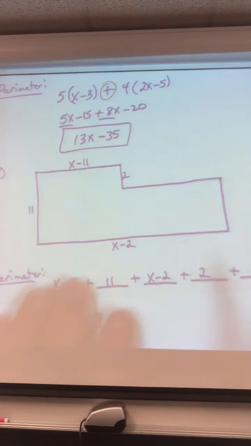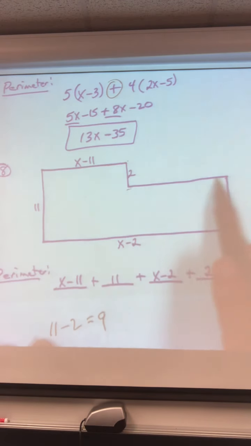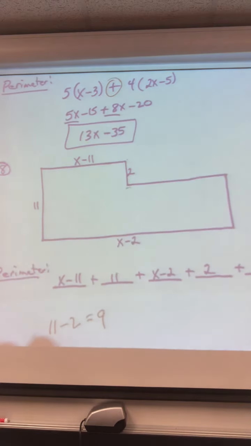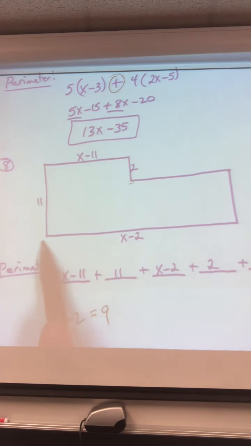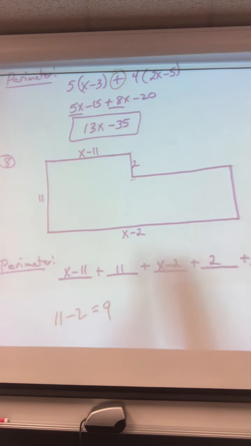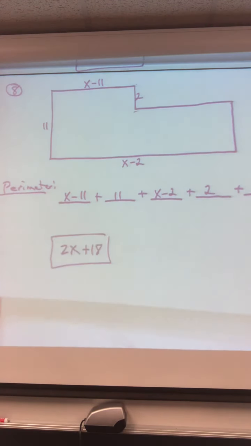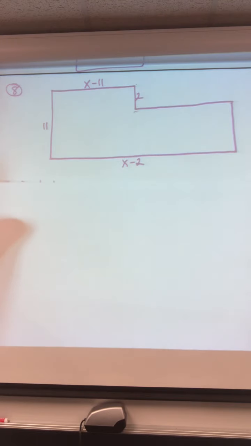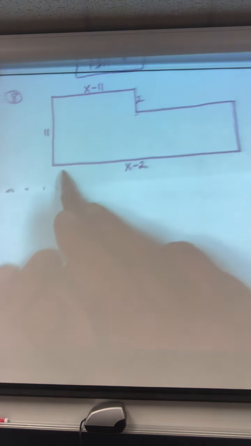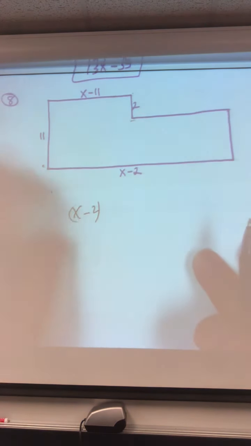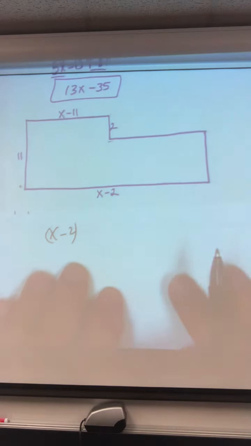Now, you have to fill in the last blank. Where's the last side? The last side is right here. I don't know how long that is, but I know this: if you look all the way across the bottom, it's 11 minus 2. So, flip this over. All the way across the bottom here is x minus 2. I'll tell you why I put that in parentheses in just a minute.